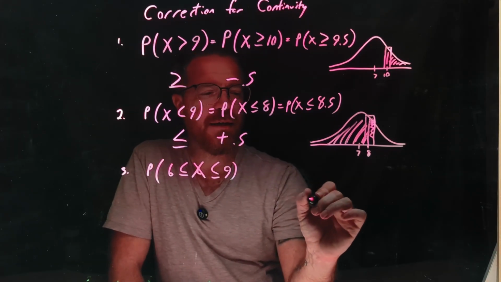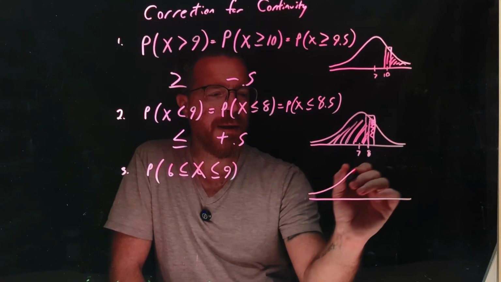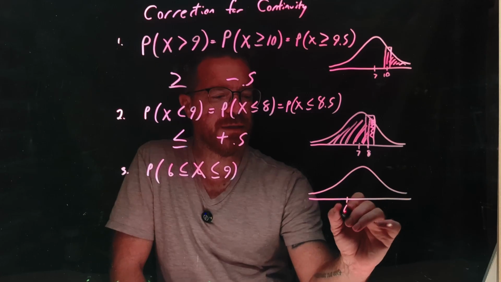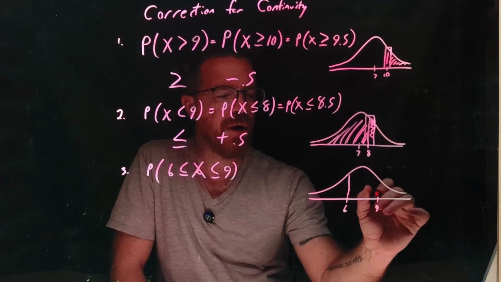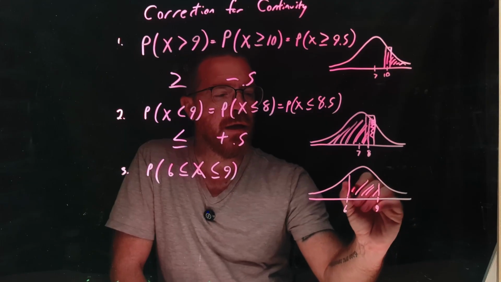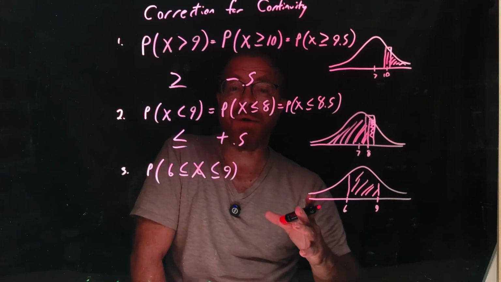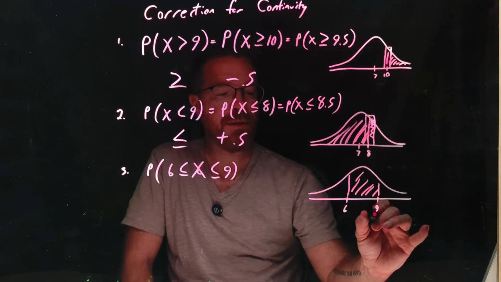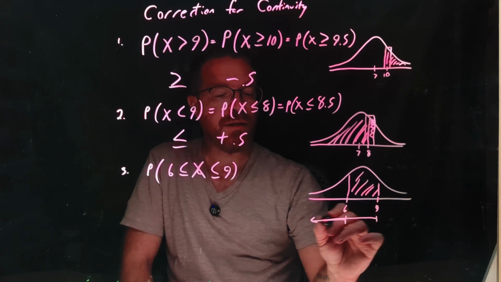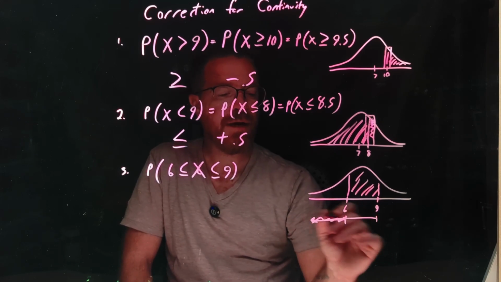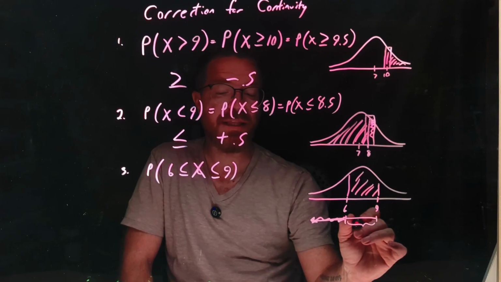So in this case, we would have the values 6 and 9, and we want to find the probability between them. Now, when we talked about how to find these kinds of probabilities, you know that we need to find the probability to the left of the larger value minus the probability to the left of the smaller value. Cut this out and you'll have the probability between them.